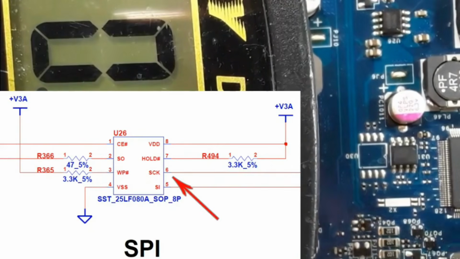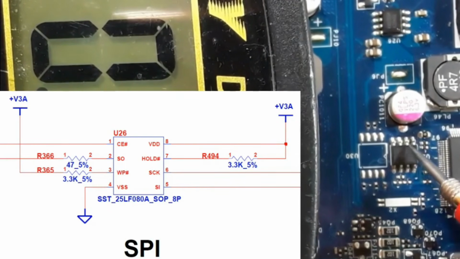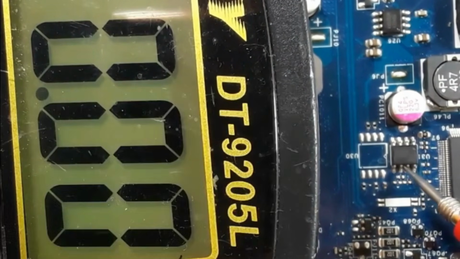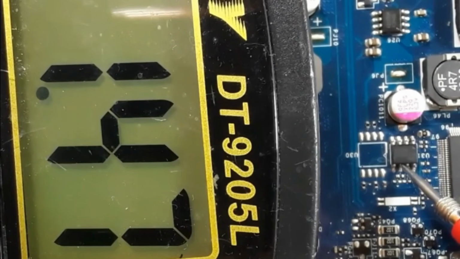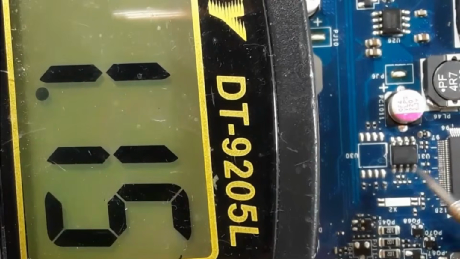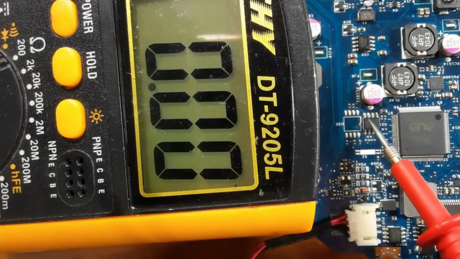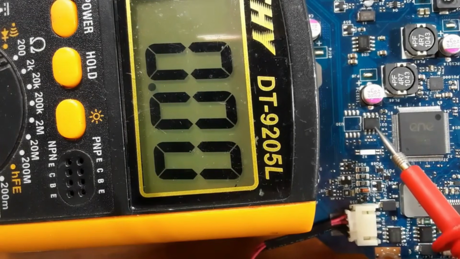So let's check the clock. The clock exists on pin number 6. So we have here 1, 2, 3, 4, 5. This is pin number 6. So let's check. Here we have 1.5 volt. Okay. So the clock is okay. So the power of the BIOS seems okay.